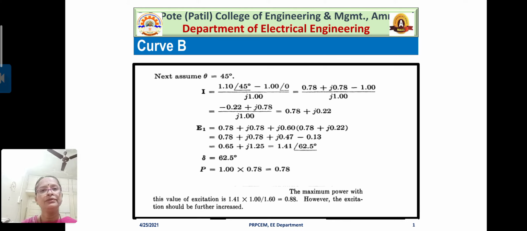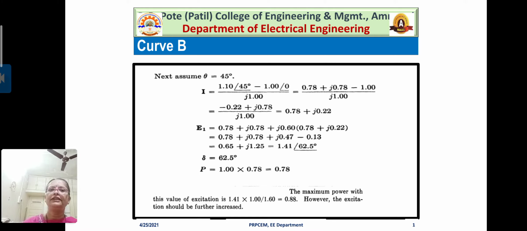So what I will do is calculate P max. It is EV by X. Substitute all the values. What I obtained is 0.88. Observe here, previously it was 0.78 if I am not wrong. Now it is improved because we increased theta. Increasing theta means increasing excitation voltage. So it is 0.88.